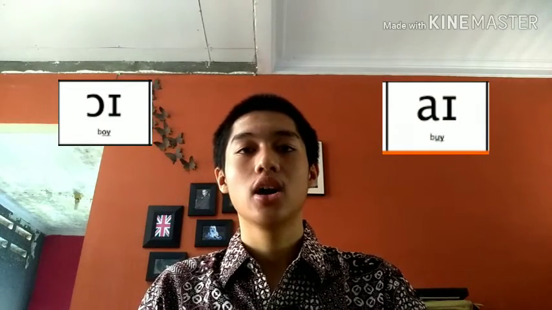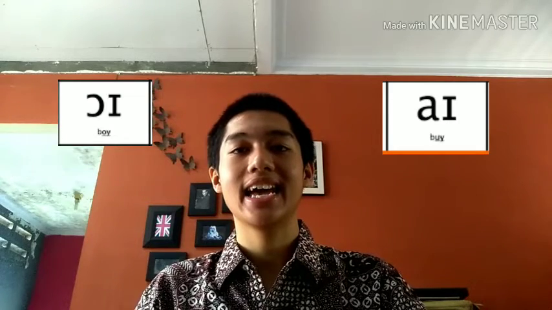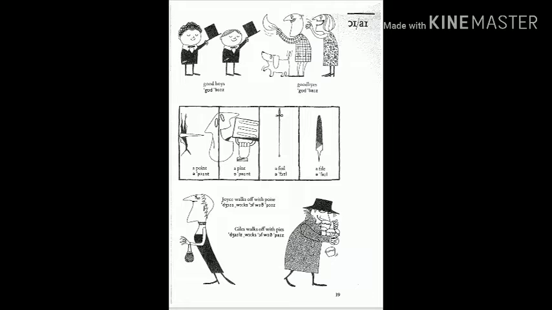The second diphthong sounds are /ɔɪ/ and /aɪ/. Let's take a look at examples of how these sounds are applied. Good boys, goodbyes. A point, a pint. A foil, a file. Joyce walks off with poise. Giles walks off with pies.